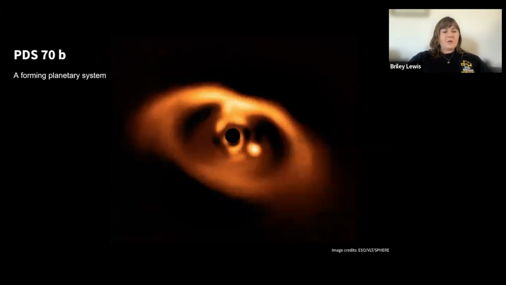Before we move on, I've got a question. Was the Fomalhaut image visible light? No, these are all infrared. All of the direct imaging stuff I've showed you is infrared.